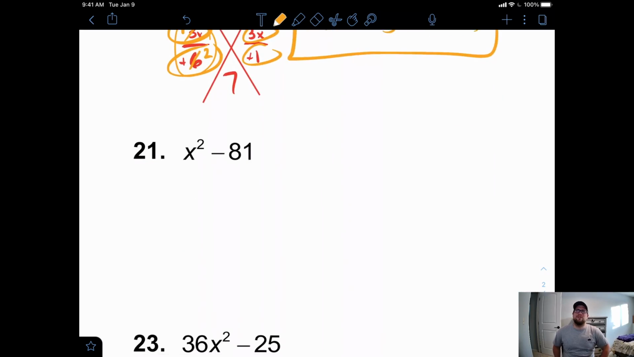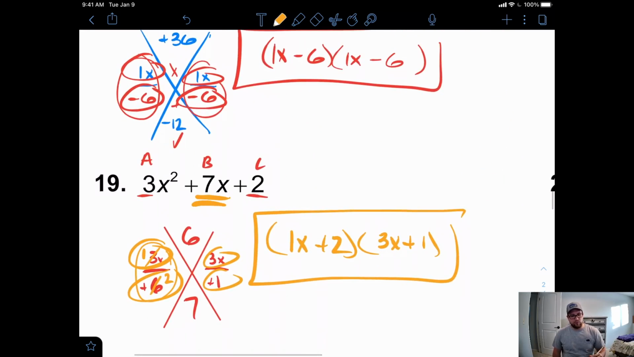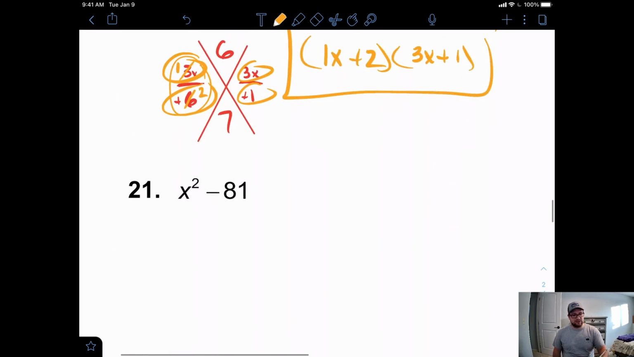Look at 21. 21 gets weird, and the reason it's weird is because we're missing a term. We don't have our middle term, our b term, the just x. So really right here we have 1x squared minus 81. This is your a and this is your c. We're missing the b, so what we can do in this situation is say plus 0x, so just make b equal to 0, minus 81.